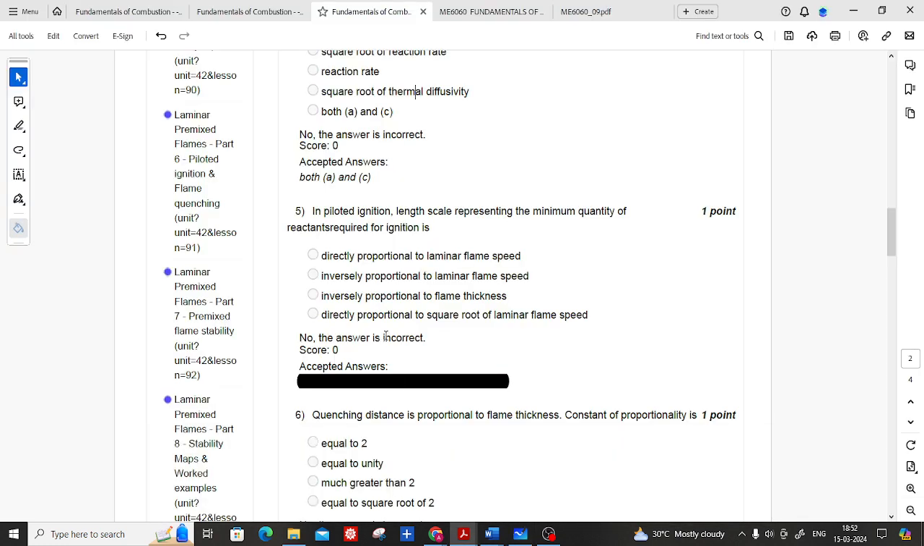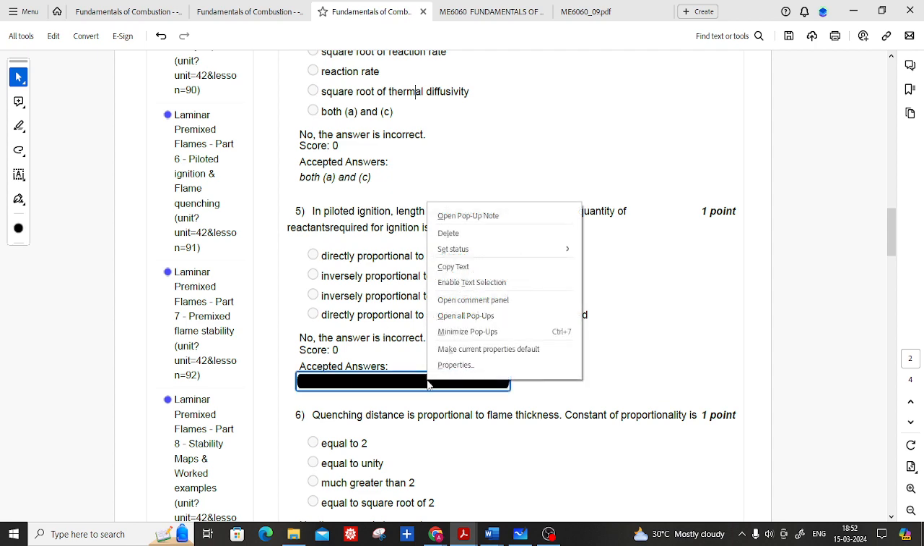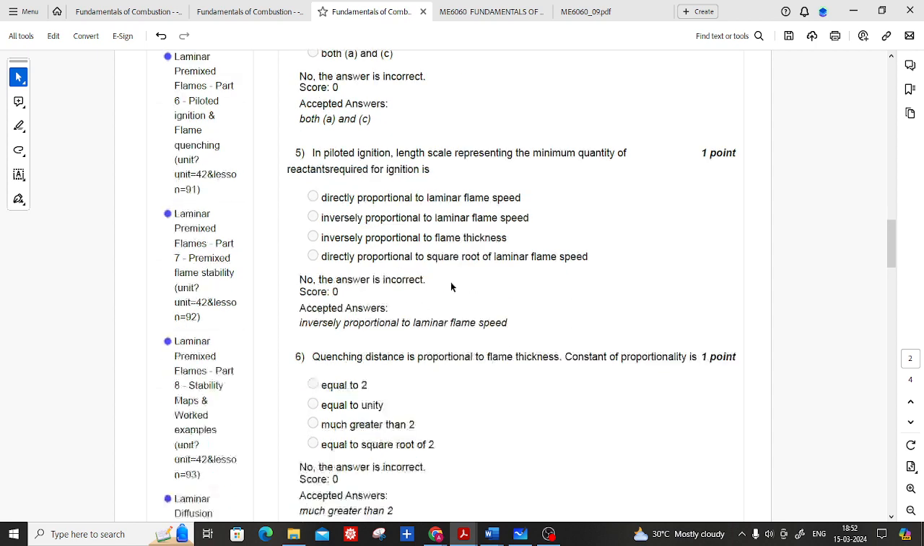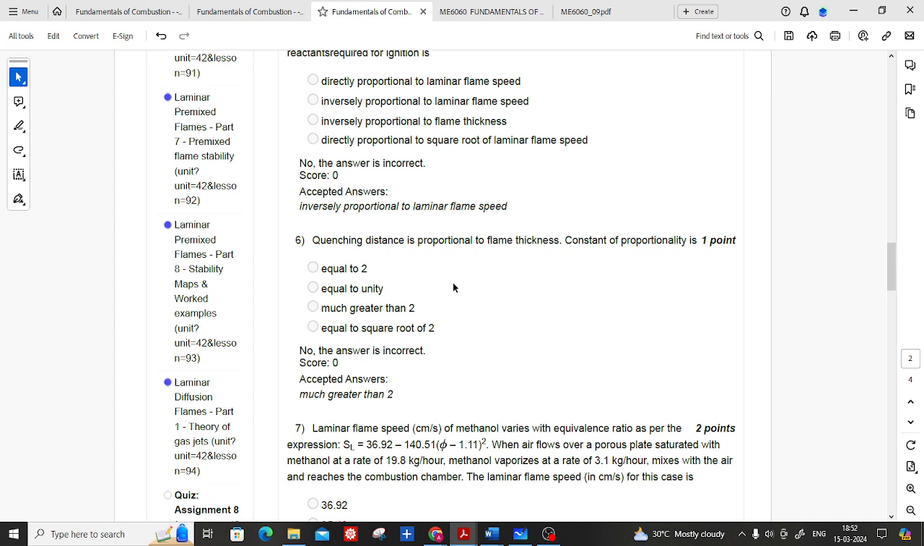Inversely proportional to the flame speed. Yeah, that is correct. So quenching distance is proportional to flame thickness. Constant of proportionality is.